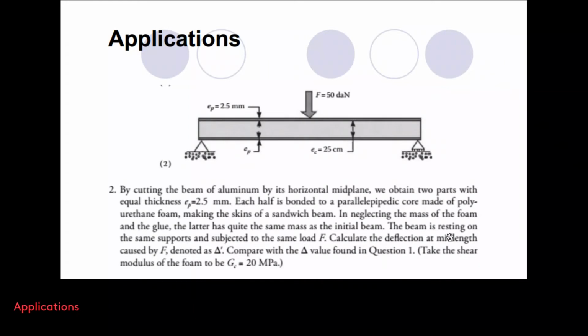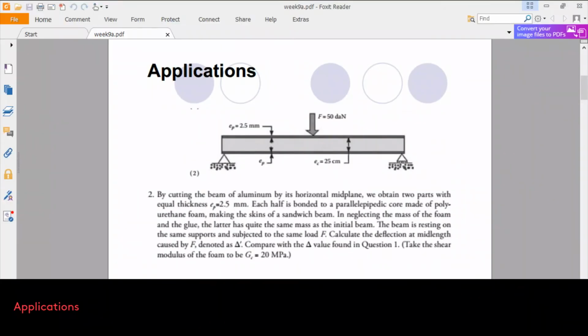By cutting the beam of aluminum by its horizontal midplane, we obtain two parts with equal thicknesses of 2.5 millimeters. Each half is bonded to a parallelepipedic core made of polyurethane foam, making the skins of a sandwich beam, neglecting the mass of the foam and the glue. The latter has quite the same mass as the initial beam. So this structure has more or less the same mass or weight. The beam is resting on the same supports and subjected to the same load F. Calculate the deflection at middle length caused by F, denoted as delta prime. Compare with the delta value found in question 1. Take the shear modulus of the foam to be 20 megapascals. In fact, the core material has a 60 megapascal Young modulus. Now let's solve the problem. Let's look at the solution for this problem.